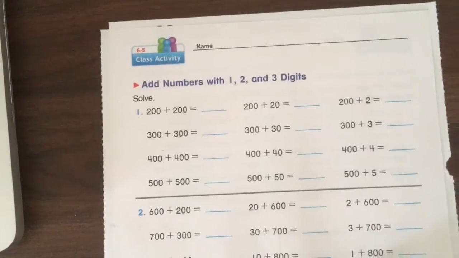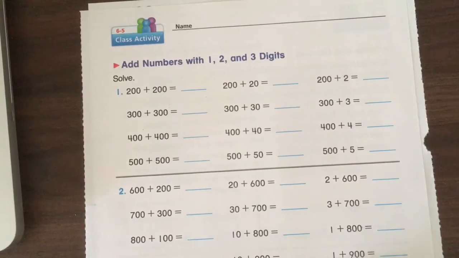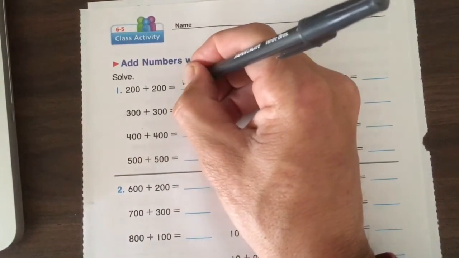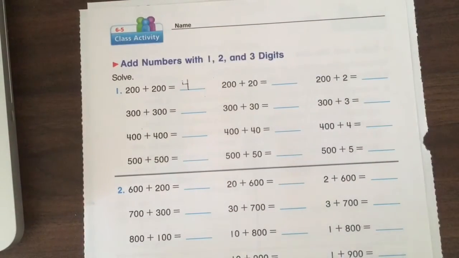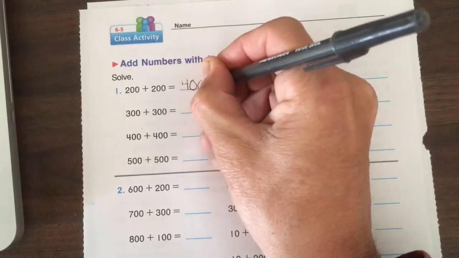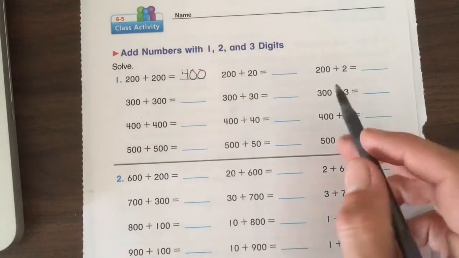So if I look at number 1, we'll just bounce around and do a couple together. 200 plus 200, well, you know 2 plus 2 is 4, so if you had 2 apples plus 2 apples, you'd have 4 apples. If you have 2 hundreds plus 2 hundreds, you would have 400.